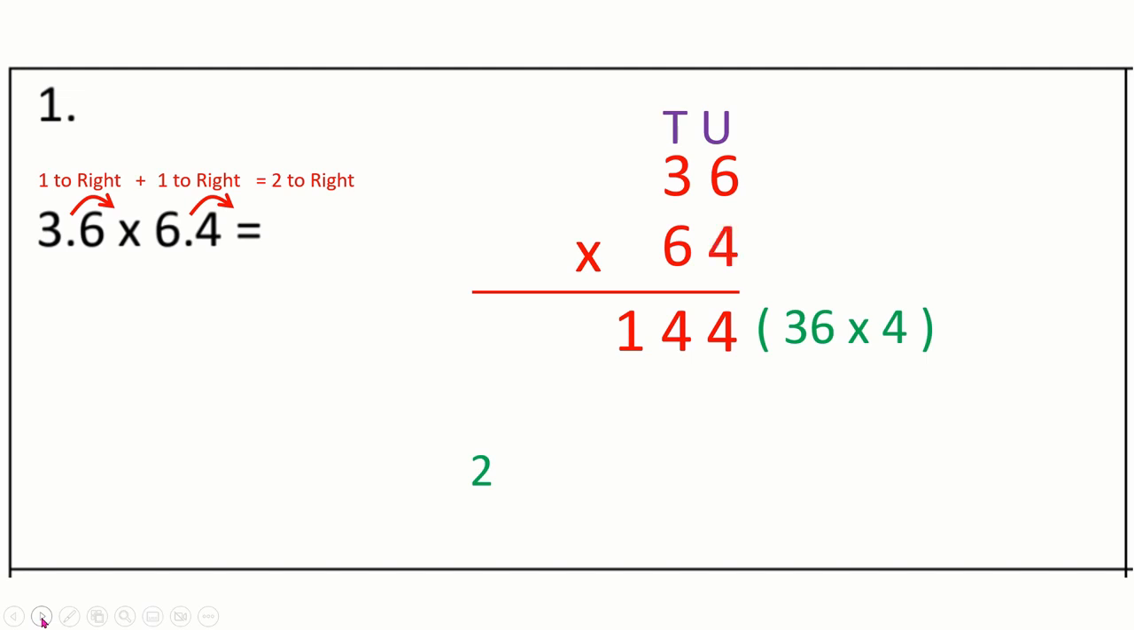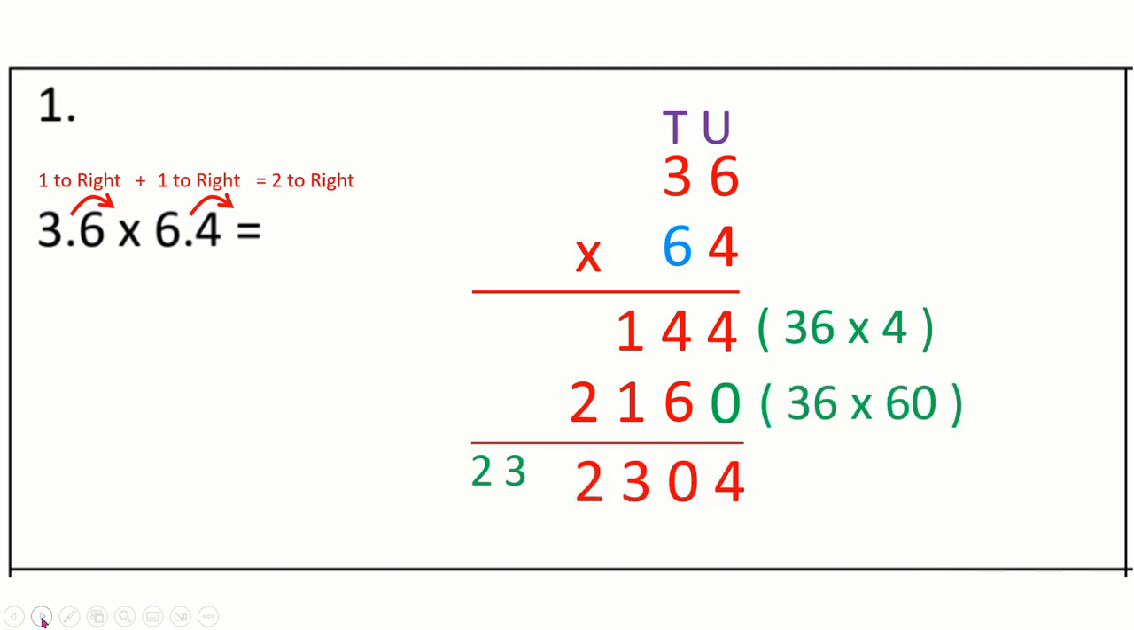Let's go on to 36 times 60. Put the 0 in. 6 times 6 is 36. Put down the 6, carry the 3. 3 times 6 is 18, plus the 3 you're carrying is 21. So that's the answer to 36 multiplied by 60. Add the two lines together. You get 2304.